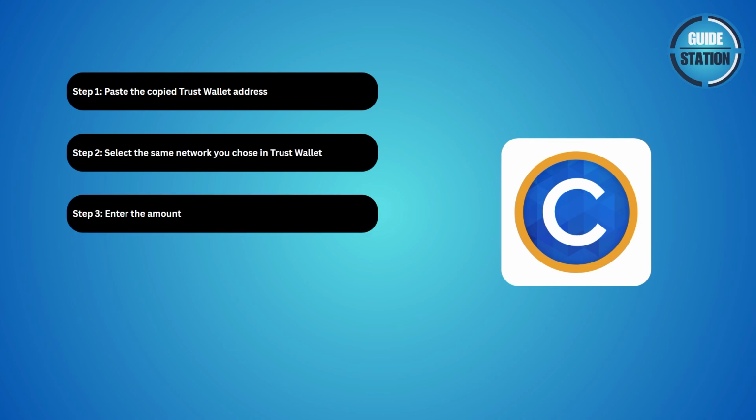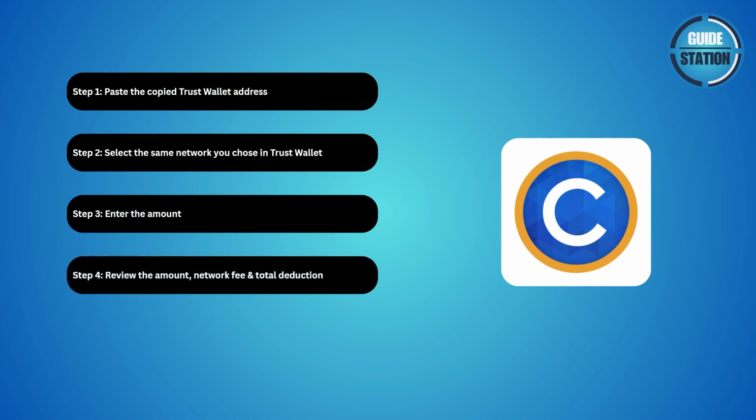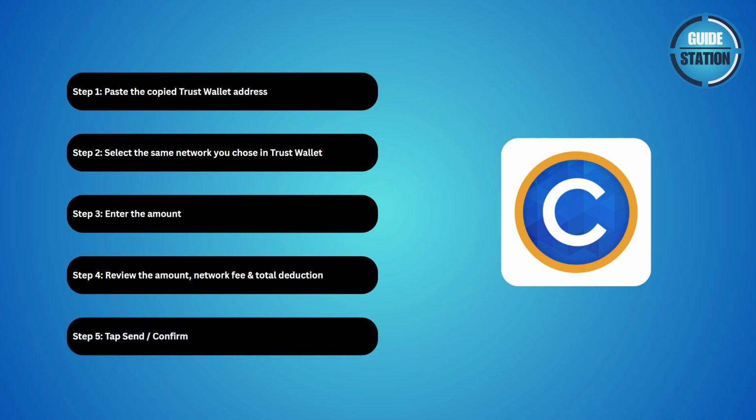After entering the amount you want to send, you want to go ahead and review the network fee and total deduction plus the amount. Then simply tap Confirm. You may need to enter your PIN or complete OTP verification, but just wait for blockchain confirmation. Some networks like Solana or TRC20 are very fast, while Bitcoin and Ethereum may take longer.